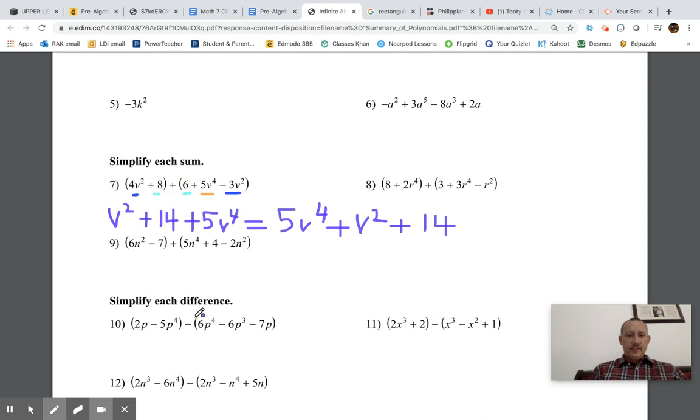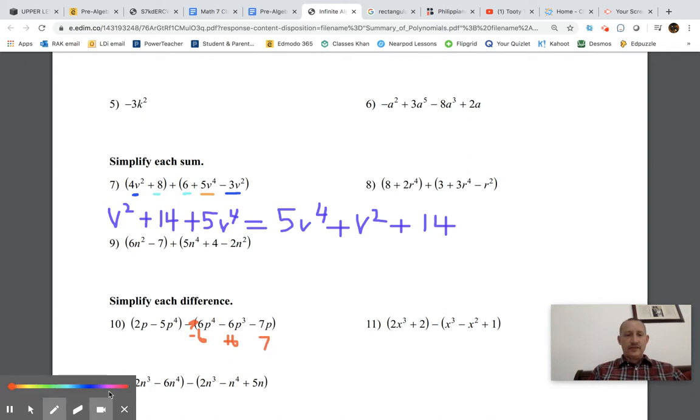Now to subtract polynomials, you do the same thing, but remember to distribute that negative first. So this is going to become a negative 6. Let's go ahead and write that. That's going to become a negative 6 p to the fourth. That negative makes this negative a positive, so that's going to be plus 6 p to the third. And then I distribute that negative over to here, and that's going to make it a plus 7.